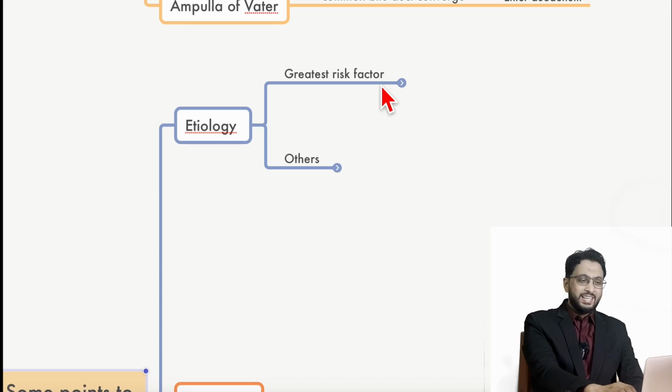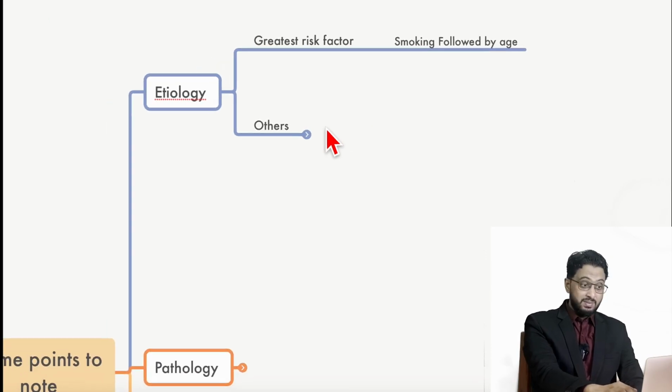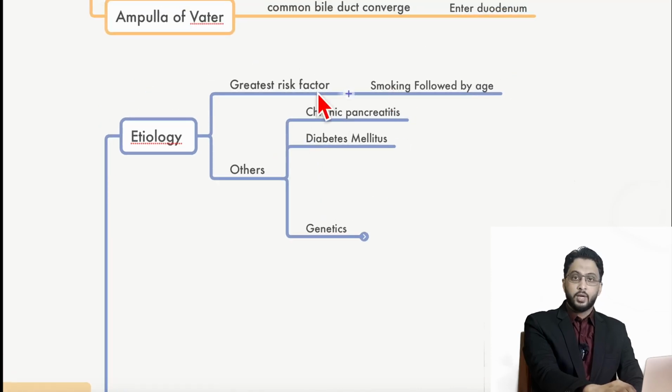So what is the greatest risk factor? Lots of risk factors are there. They're saying that smoking followed by age. Now, if they ask you one option, what is the answer? Smoking. Smoking is the most important risk factor and nothing else. Not fruit. Some people say that fruit eating causes pancreatic cancer. No, Harrison very clearly says that it is not true. Even diabetes and all comes much later. The greatest risk factor is smoking.